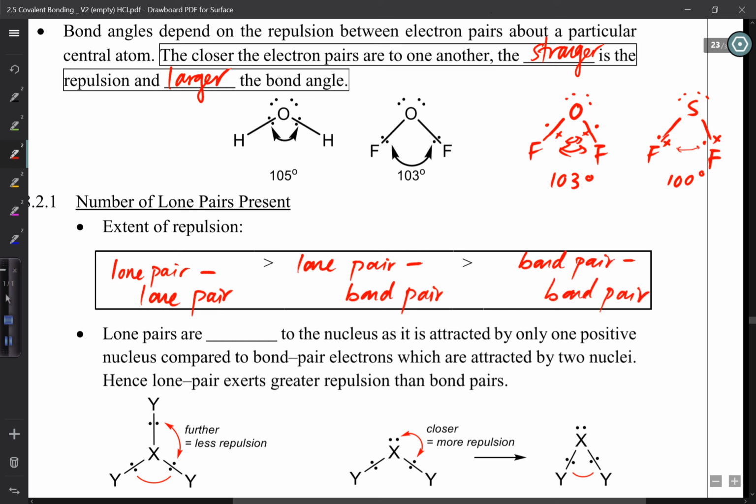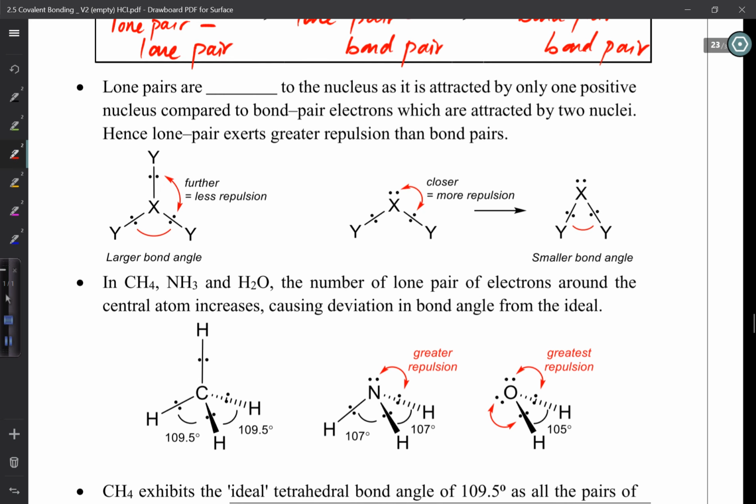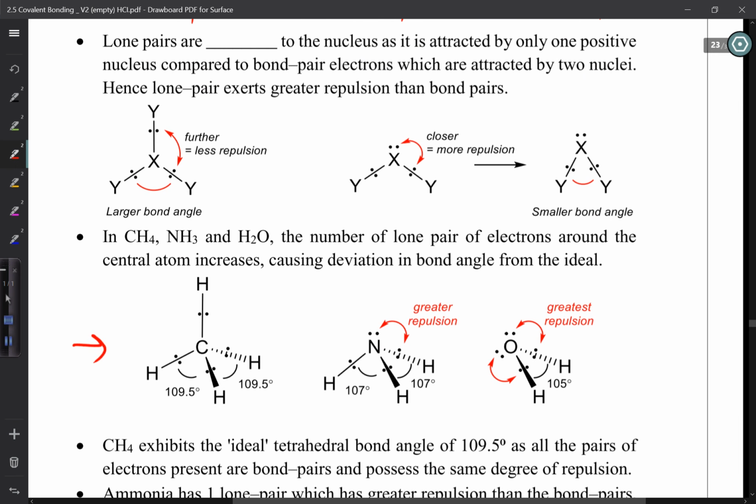So what do I mean by lone pair-lone pair greater than lone pair-bond pair greater than bond pair-bond pair? This is used to explain this. Alright. So let me explain this part first. So just now we mentioned that if you compare methane, ammonia and water, all of them have 4 electron regions, right? So based on the basic geometry, they should all be tetrahedral with a bond angle of 109.5 degrees. But how come ammonia has a bond angle of 107 degrees, whereas water has a bond angle of 105 degrees? This is mainly used to explain this phenomenon.